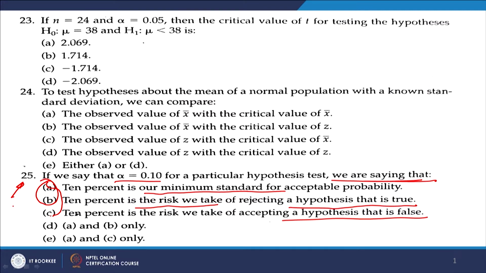Which of these options are correct? Just think over this question for some time. So, alpha is given, right. What does alpha mean? Does it mean 10% is the risk we take of accepting a hypothesis that is false or a hypothesis that is true? In fact, if you look at the B and C options, only one of them can be correct. You can't have both these options correct.